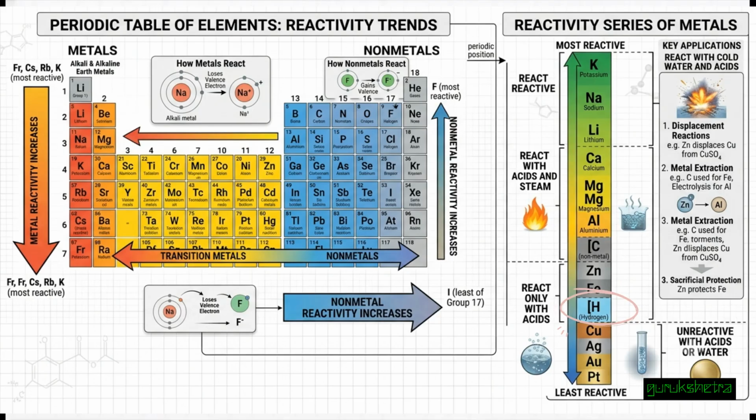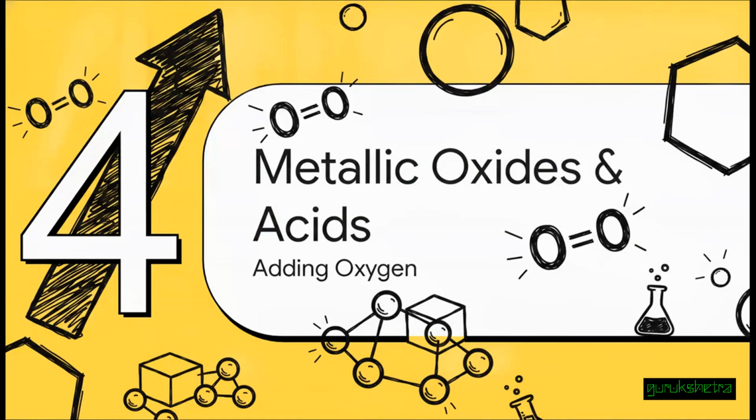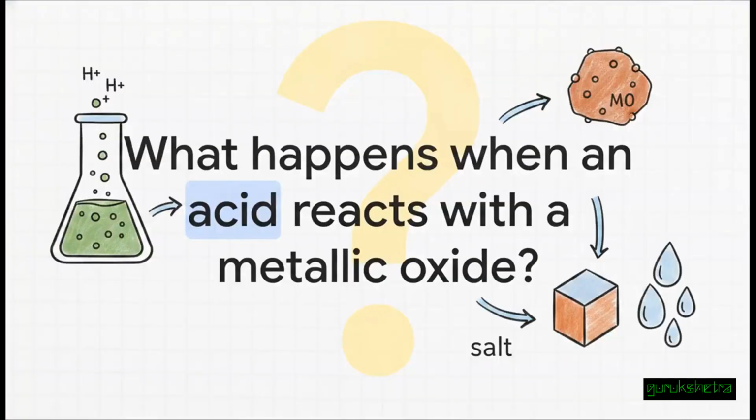Always check your reactivity series. Section 4, Metallic Oxides and Acids. We are leveling up the complexity by bringing oxygen into the mix. Before we jump into the formulas, I want you to pause and just actively think about this. If we take an acid and we react it with a metallic oxide, which is just a metal bonded to oxygen, what do you think the resulting products will be?